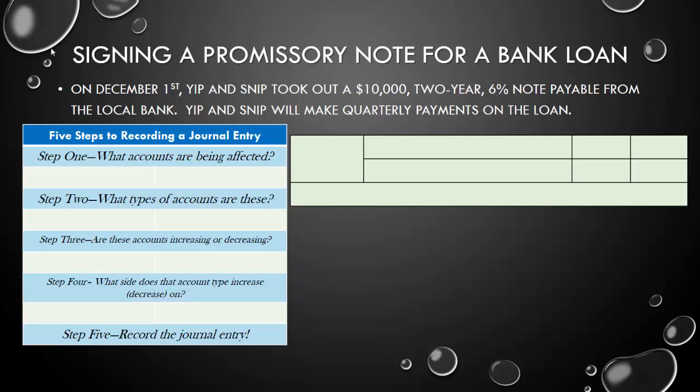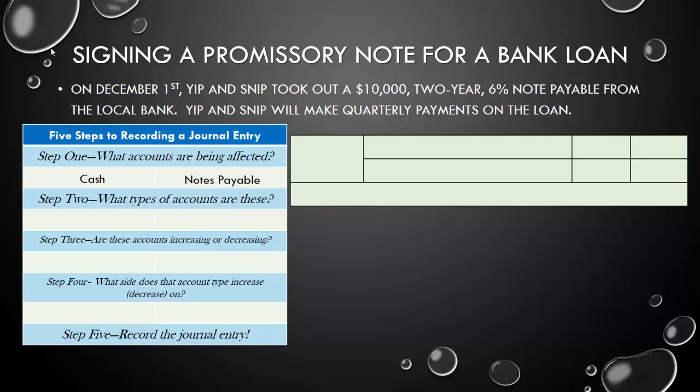So we need to figure out what we have to do to put the signing of this loan on our books. Well, what accounts are being affected? The first is cash. We're receiving this $10,000 from the local bank. The second one is the liability, which records the fact that you owe the bank money. And that as a liability is going to end in payable, and they call it notes payable. Notes payable is the account which tracks money that you are borrowing from a financial institution.